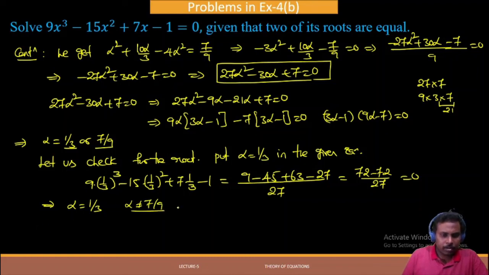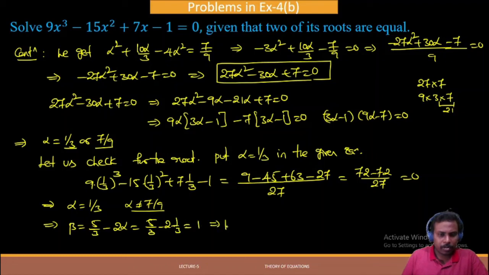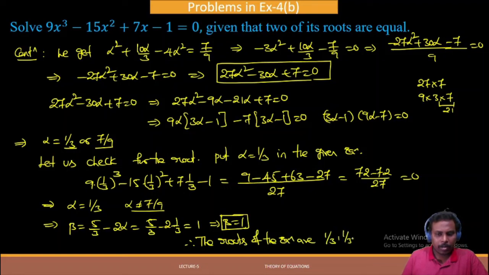Okay. So this implies beta is equal to 5 by 3 minus 2 alpha, that is 5 by 3 minus 2 into 1 by 3. So that is 5 minus 2, that is 3 by 3, that is 1. So beta value is equal to 1. Therefore, the roots of the equation are 1 by 3, comma 1 by 3, comma 1. Okay. So this is how one can find out the roots.